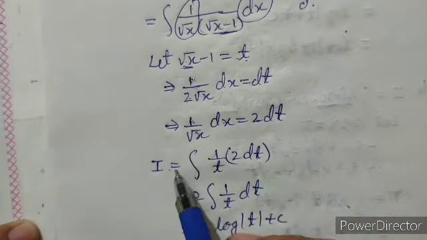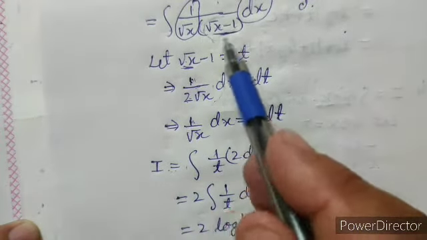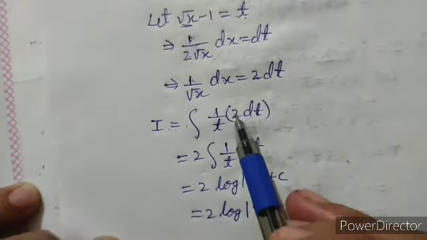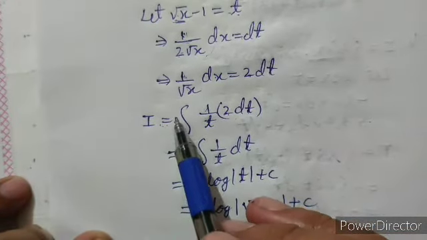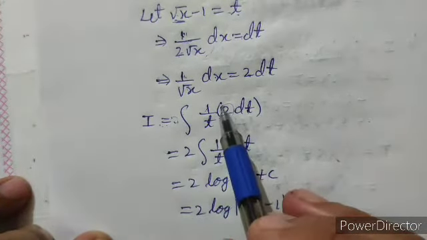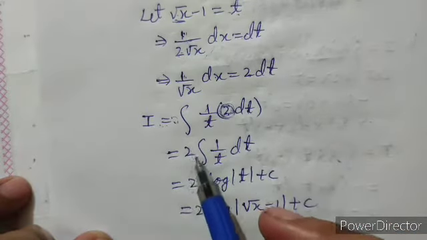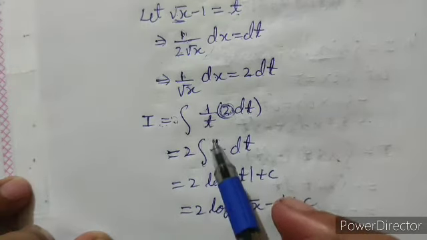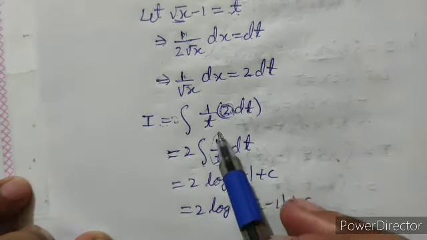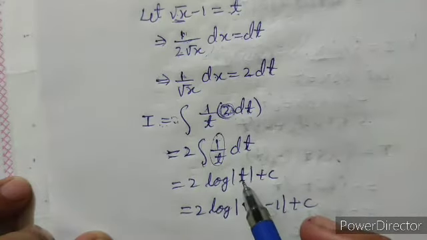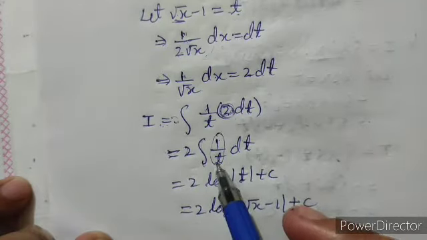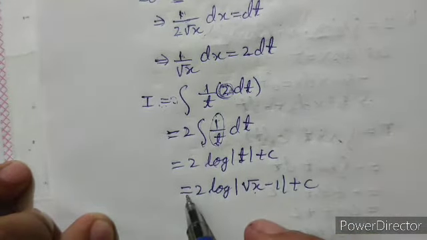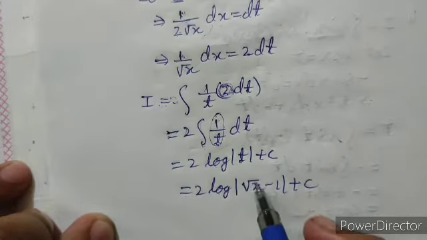So this will give us I equal to 1 upon t, as root x minus 1 was taken as t, into 2 dt. Now we can take 2 outside the integral, as it is a constant term, so I will be equal to 2 into the integral of 1 upon t dt, and the integral of 1 upon t will be equal to log t, as d by dt of log t is equal to 1 upon t. And on putting the value of t, we will get the integral as 2 log of (root x minus 1) plus c.